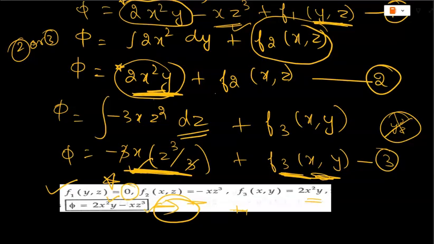Okay. So for the scalar potential, we get 3 different answers. Write the common terms only once. And if there is nothing in common and a term has appeared once, include that also. That will be your final scalar potential.